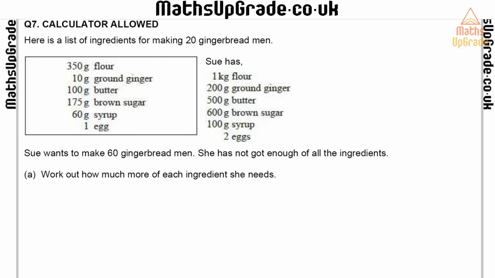In question 7, we're given a list of ingredients for making 20 gingerbread men. And we're told that Sue has got just a kilogram of flour, 200 grams of ginger, 500 grams of butter, 600 brown sugar, 100 grams of syrup and 2 eggs. She wants to make 60 gingerbread men. She hasn't got enough of the ingredients. We need to work out how much more of each ingredient that she needs. And that first part's 4 marks.